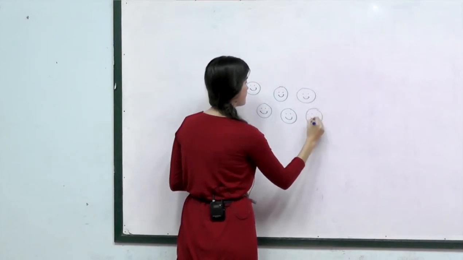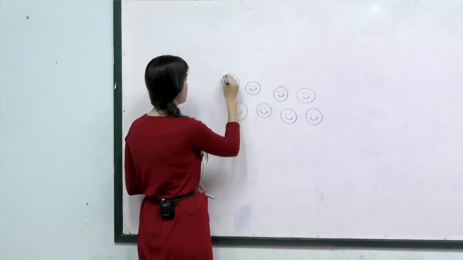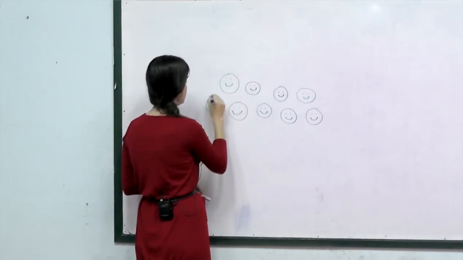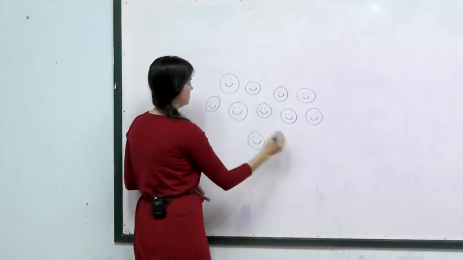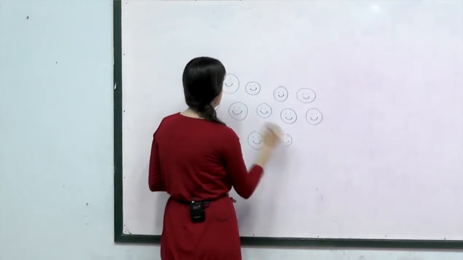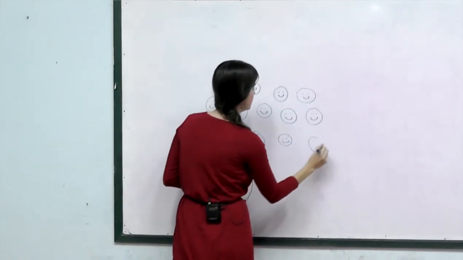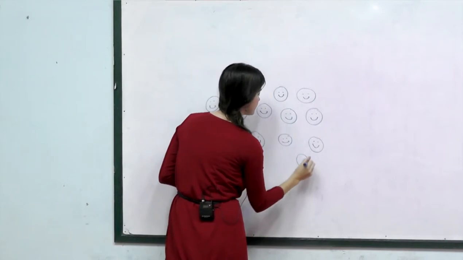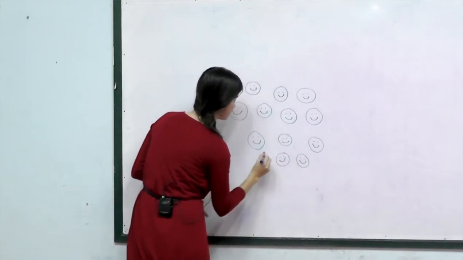Sixteen? Okay. So everybody can write 16 on your paper for how many faces there are. How many groups does it ask us to make? Groups of 4, okay.